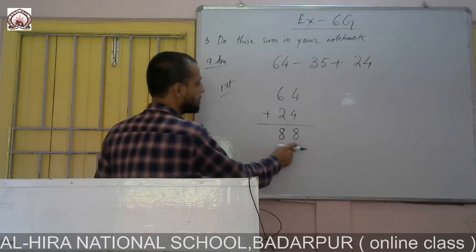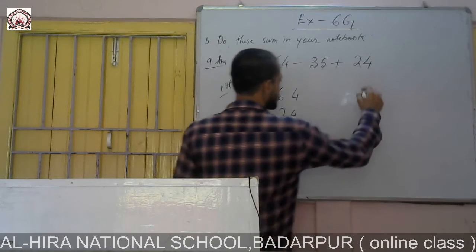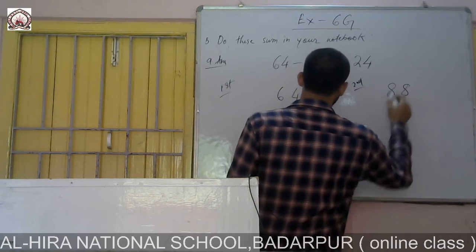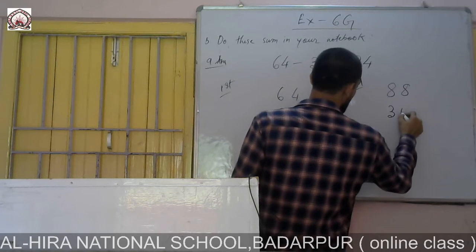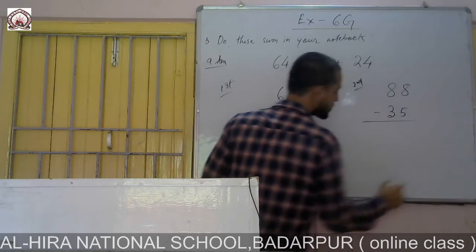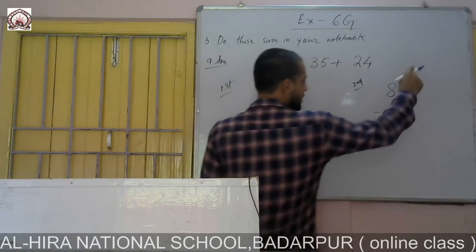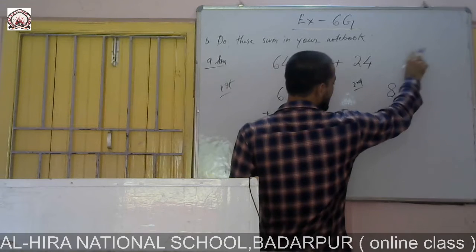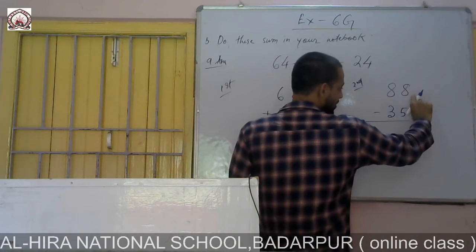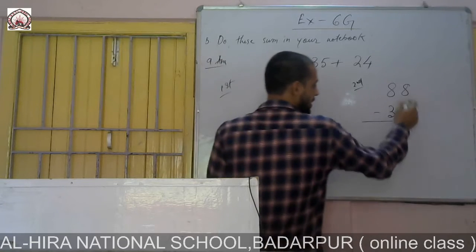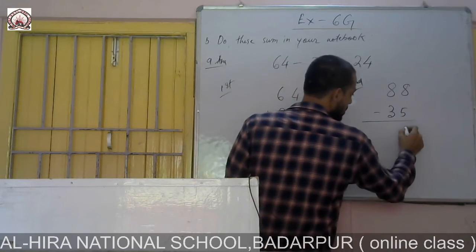Okay. So from this number we have to subtract 35. So here you write the second part. 88 minus 35. So this is the ones place and this is the tens place. So what we have to do? First of all we have to subtract 5 from 8. So 8 minus 5 equals what?